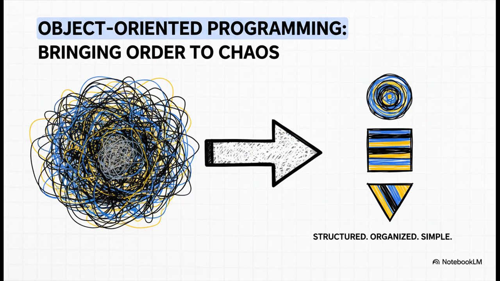But what if I told you there's a really powerful way of thinking that can bring some serious order to all that chaos? And no, this isn't just another buzzword. It's a fundamental shift in how we design software, and it's called object-oriented programming, or OOP for short.